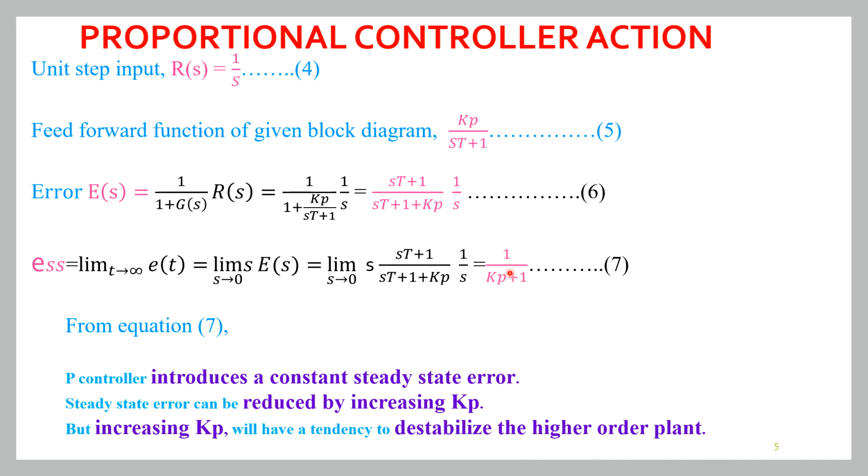When Kp is 0, it gives a constant error value of 1. When Kp is infinite, the steady state error becomes 0. But an infinite Kp is not possible. When Kp is increased to a large value, it will destabilize the higher order plant system, and hence only a Kp of moderate value is accepted. We can conclude that the steady state error will always be present when we introduce a proportional controller to the original plant.